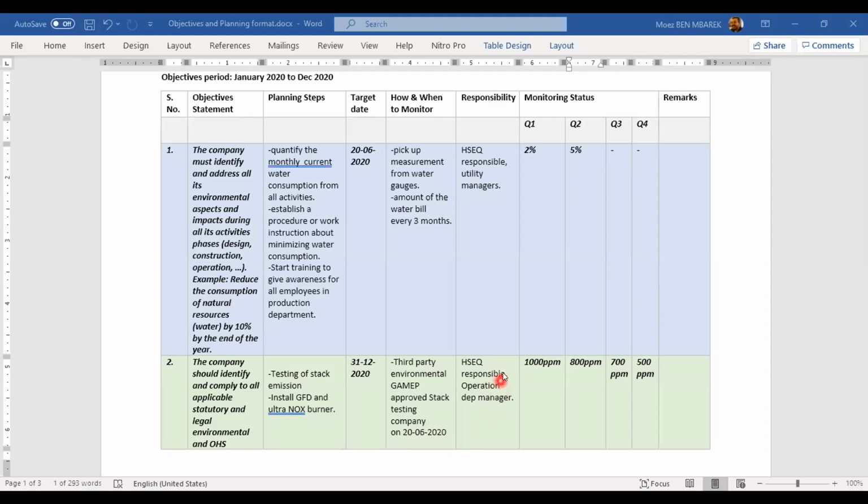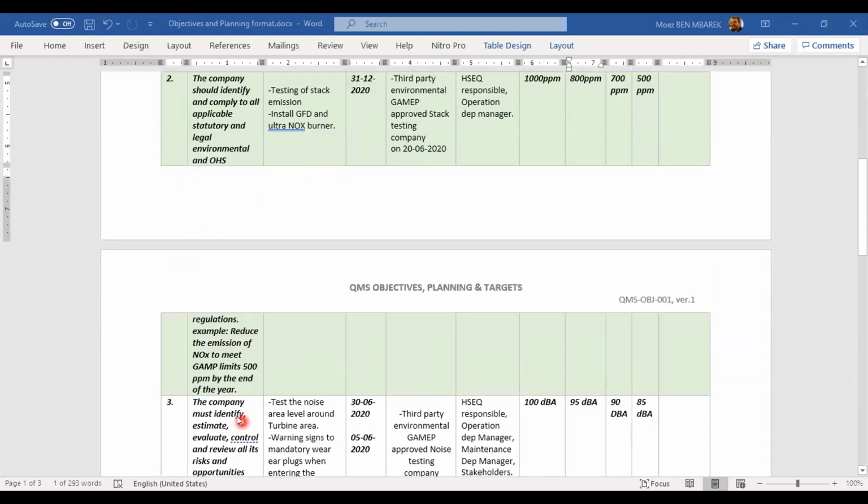The responsible are the HSEQ responsible and the operation department manager. So our objective for the first quarter, let's say we are now at 1,200 ppm, we will reach 1,000, second quarter 800, then 700, and by the end of the year we will meet the regulation, which is 500 ppm.